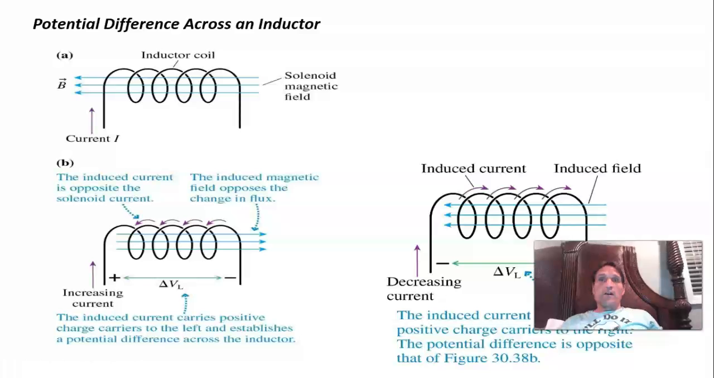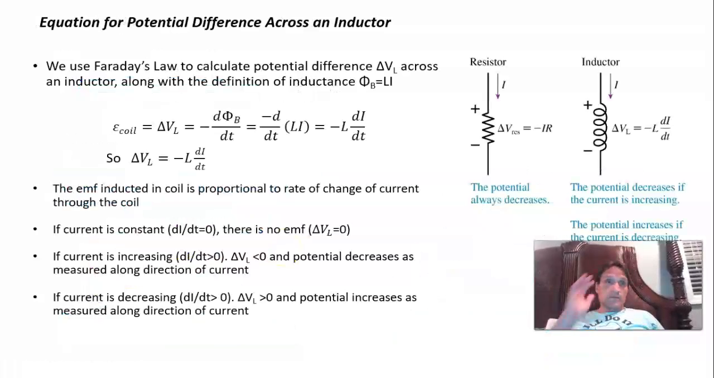Okay, so that's why you only get a potential difference across the inductor when the flux is changing. Okay, if the flux is not changing, meaning the current isn't changing, you don't get any voltage lost or gained across the inductor. Okay, now mathematically this is pretty easy.